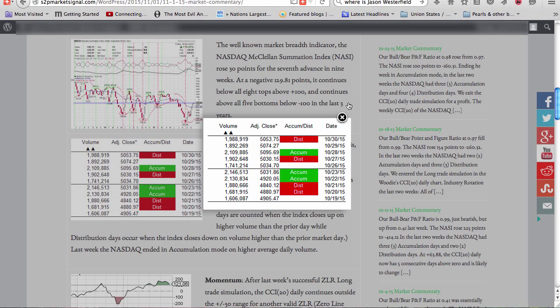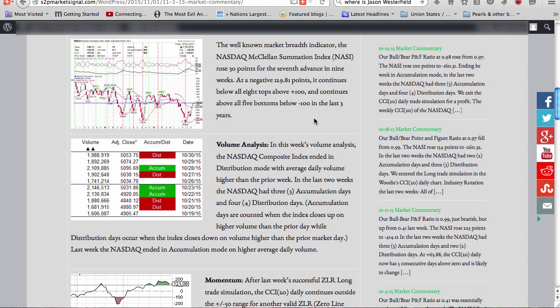Volume analysis. In this week's volume analysis, the Nasdaq Composite Index ended in distribution mode with average daily volume higher than the prior week. In the last 2 weeks, the Nasdaq had 3 accumulation days and 4 distribution days. Accumulation days are counted when the index closes up on higher volume than the prior market day, while distribution days occur when the index closes down on volume higher than the prior market day. Last week, the Nasdaq ended in accumulation mode on higher average daily volume.